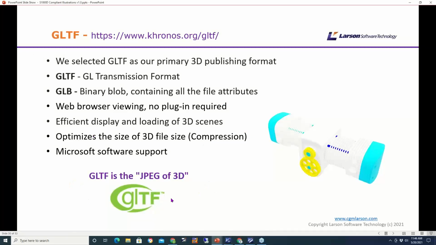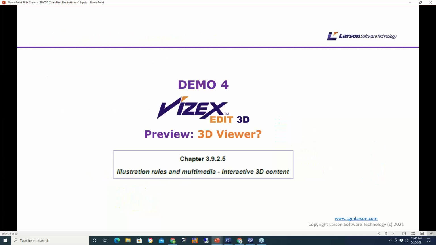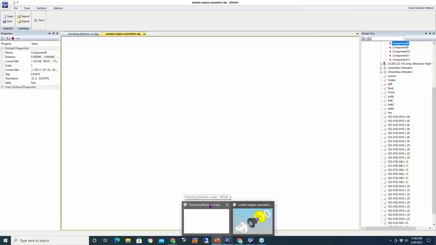And the hook line for GLTF is it's the JPEG of 3D. So if that's the case, then it's definitely going to work in the web. So what did we do? Like we said, we supported the file format GLTF within Vizex Edit 3D. So let's go to the final demo. And we'll also do a preview of some work we've been doing around the 3D viewer as well. So let's go back to Vizex 3D.